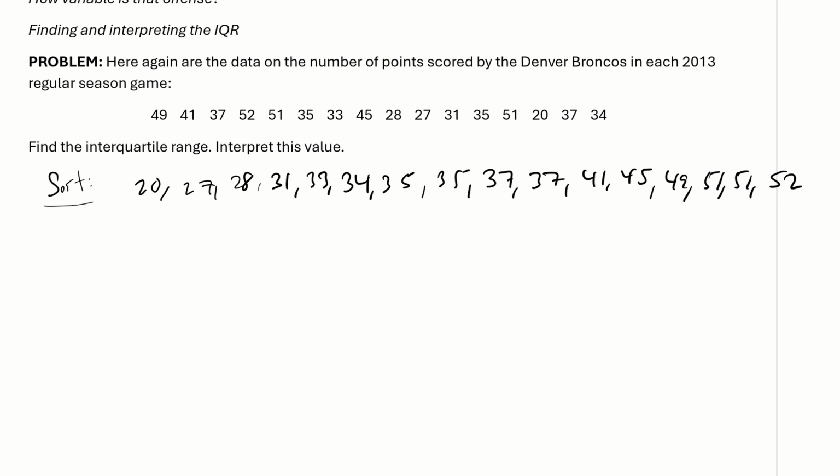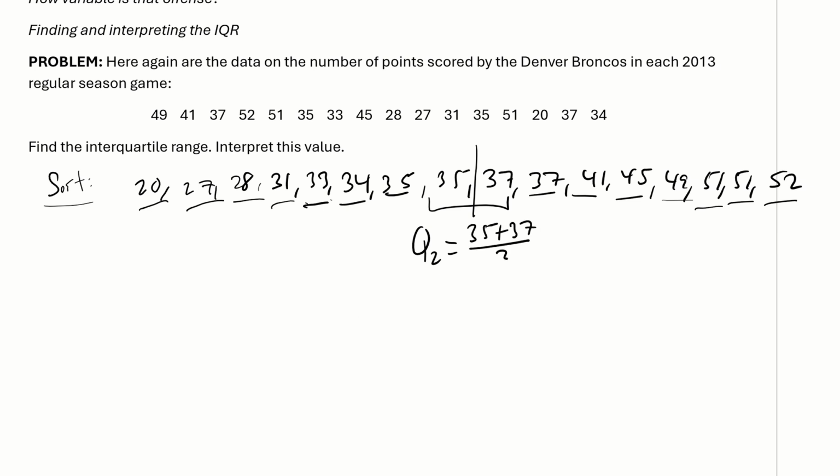Okay, so first we need to find the median, the middle number. So the median is going to be halfway between 35 and 37, because if you cross these out, we get two in the middle. Oops, I wrote the wrong one here. So it's halfway between these two. Okay, so the median here, the second quartile or the median, same thing, is 35 plus 37 divided by 2, which is 36.